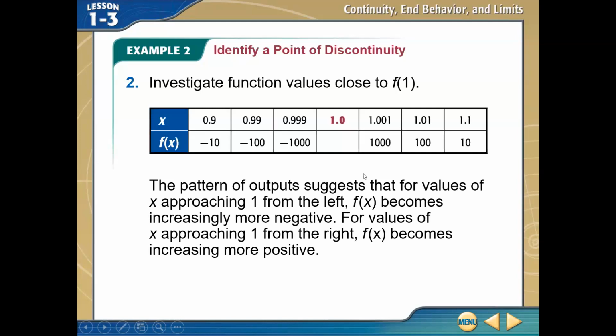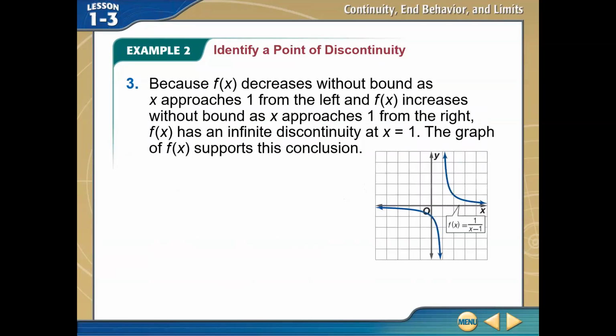Okay, so the pattern for the values of x approaching 1 from the left, f of x becomes increasingly more negative. For values of x approaching 1 from the right, the value of f of x becomes increasingly more positive. So therefore, the limit of f of x does not exist. Okay, and here's the rationale. f of x has an infinite discontinuity at x equals 1.